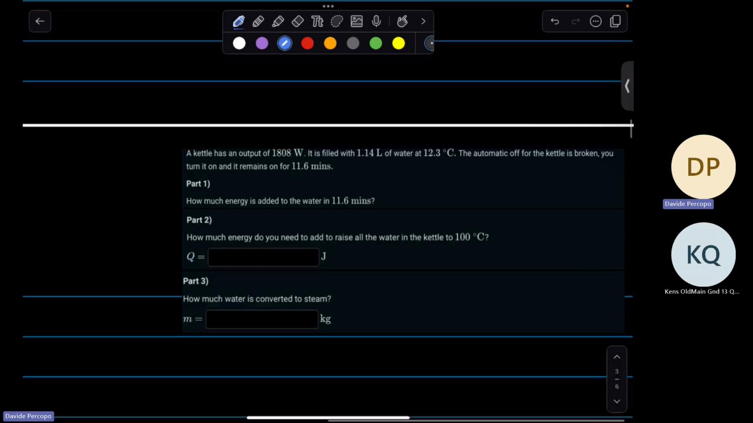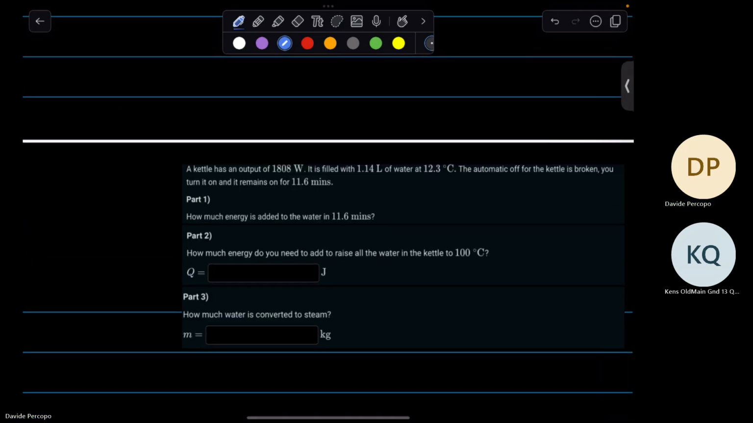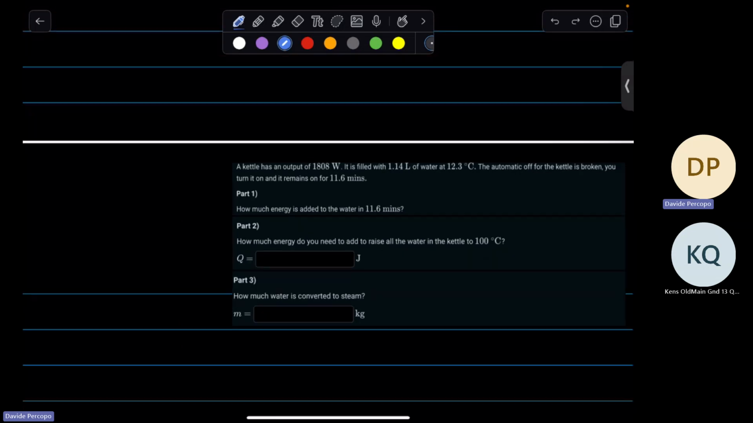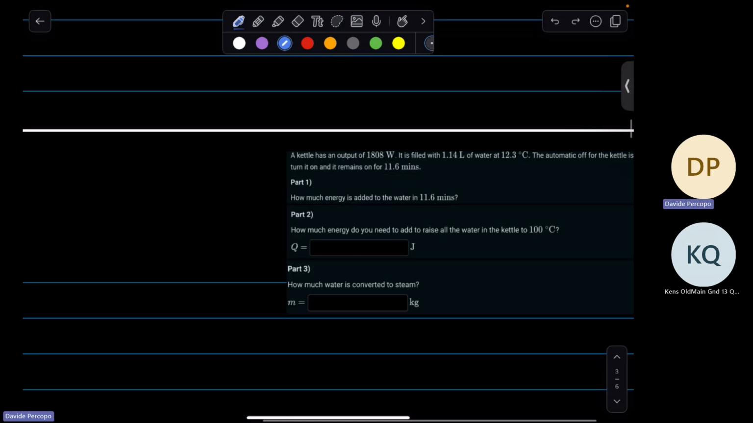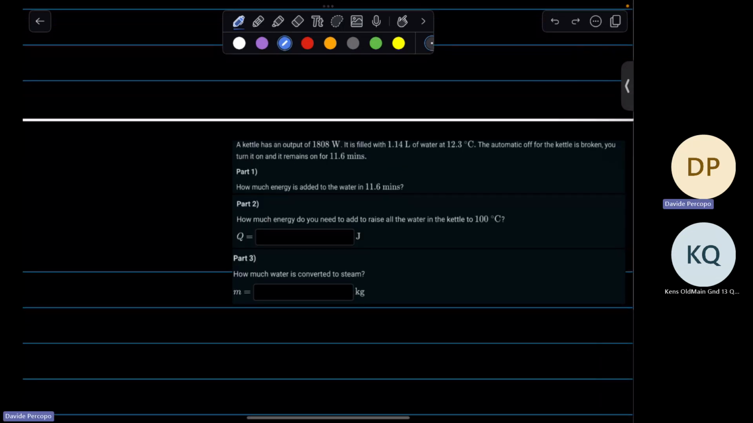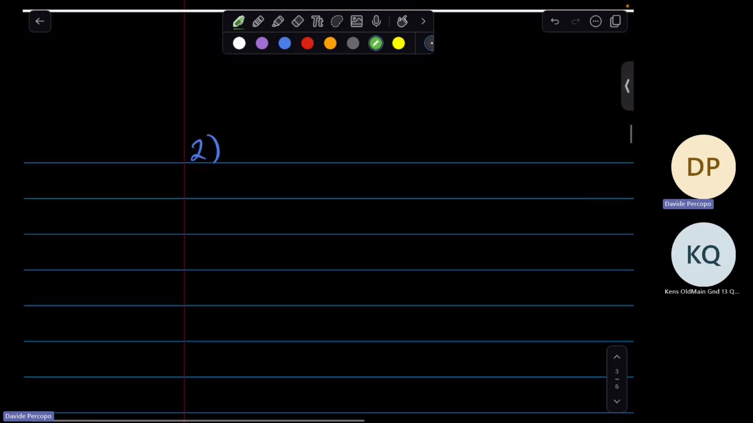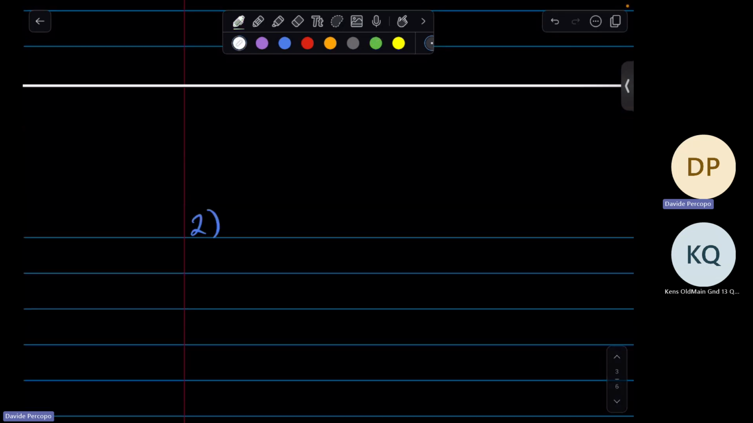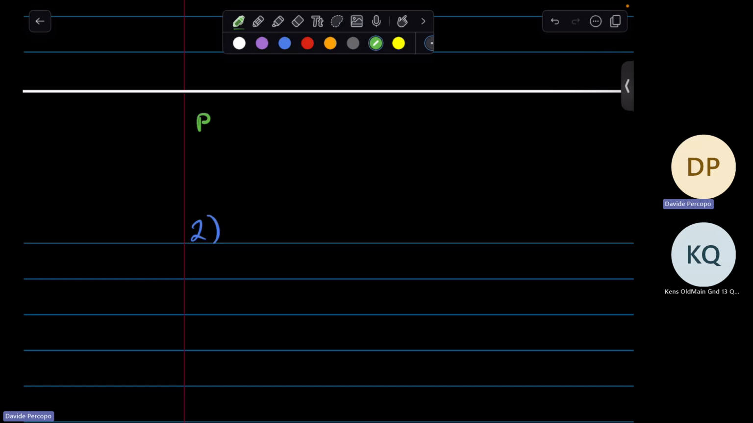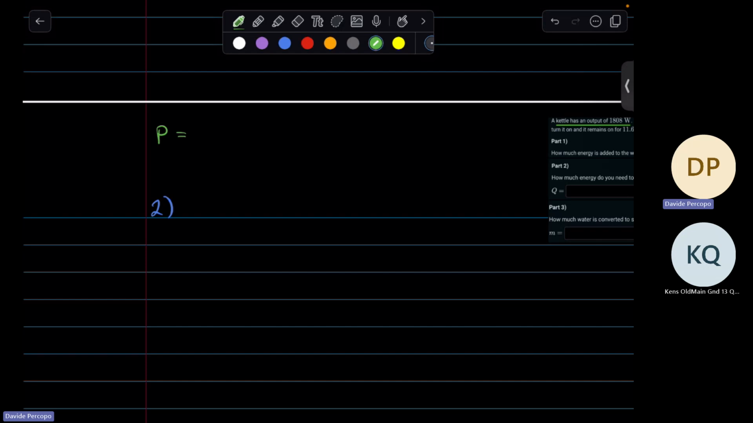Question 2. This is a thermodynamics question. It's got Q's and stuff, so we already know an equation we can use. You can think about that while I explain the question. Okay, let's get started. A kettle has an output of 1,808 watts. Now, what does watts represent? Power. So we know that this capital P is power, so don't get confused. Power is equal to 1,808 watts, and watts is in joules per second.